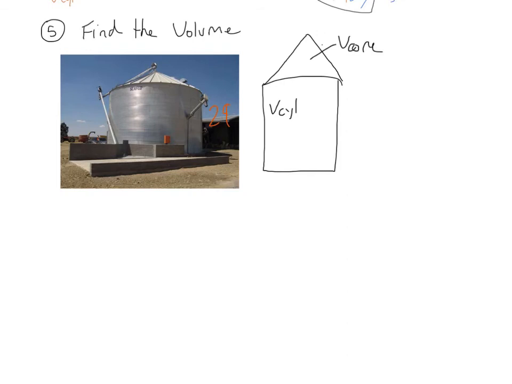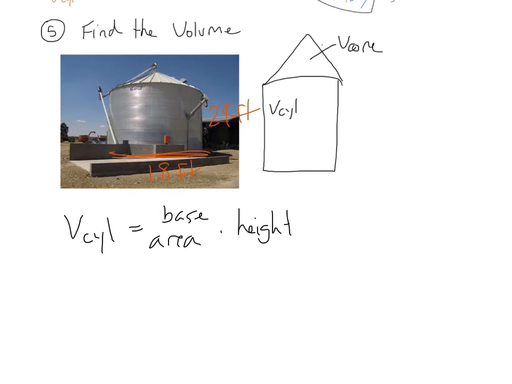29 feet tall. Let's say the diameter of the circular base is 18 feet, and the height is 29 feet. So how do we find the volume of the cylinder? Well, remember, volume of a cylinder is equal to the base area times the height. So what's the base area? Well, we have to find the area of that circle.